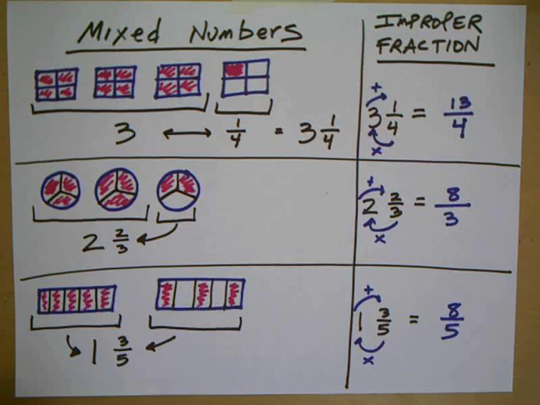A mixed number and improper fraction both represent when you have more than one whole, somewhere between 1 and 2, or a little more than 4 but not quite 5. You can represent these two different ways, either a mixed number, which is a combination of a whole number and a fraction, or an improper fraction, where the numerator is larger than the denominator.